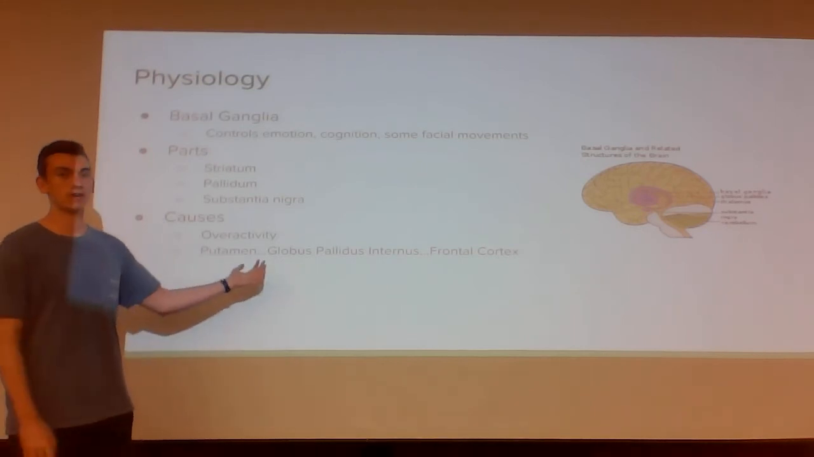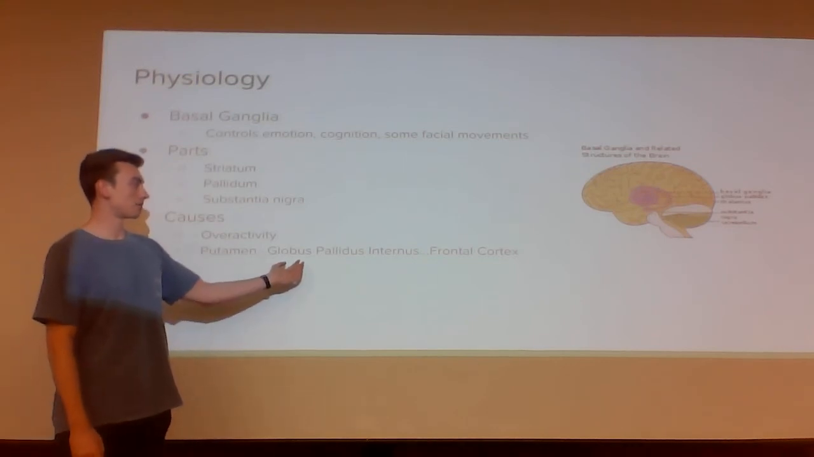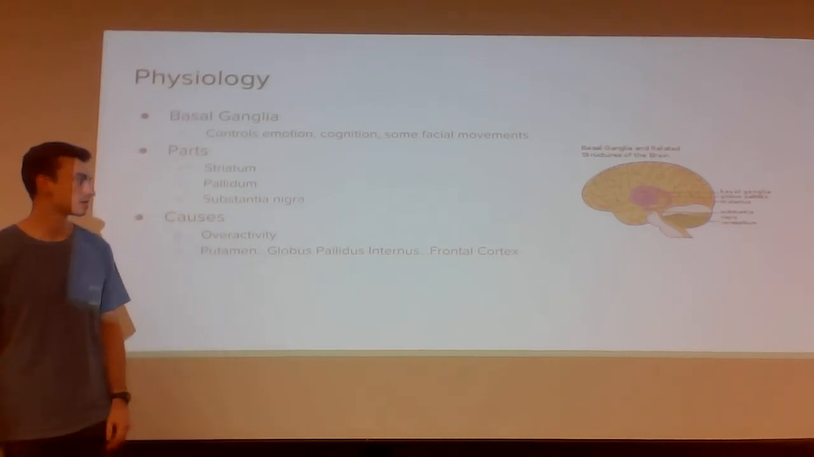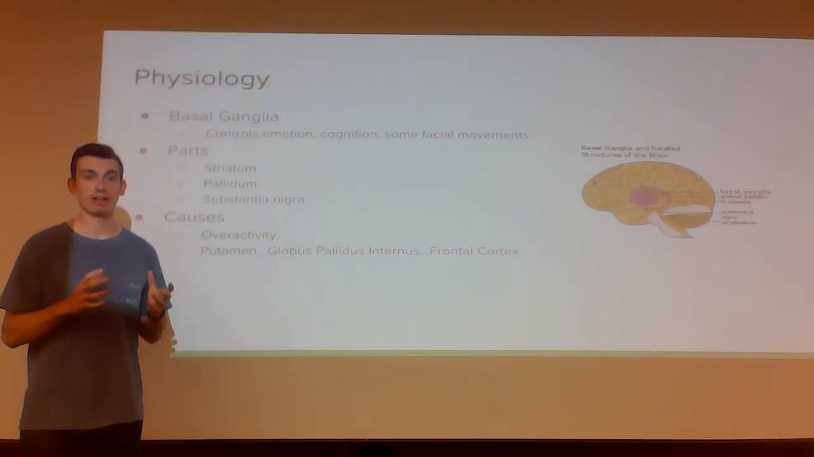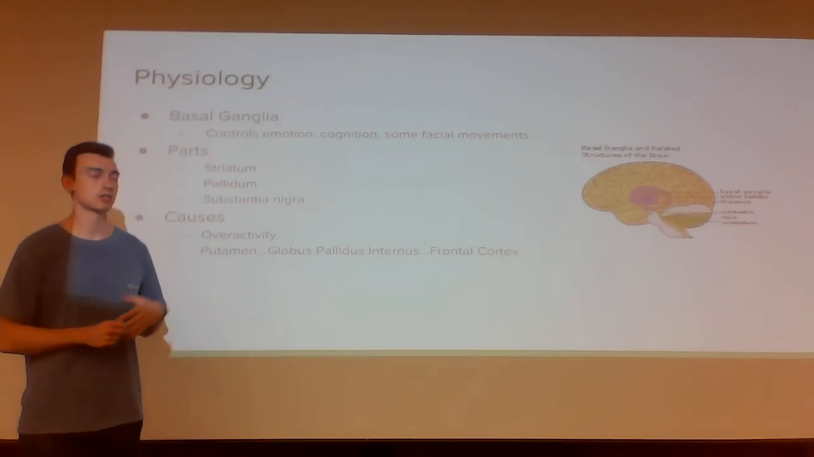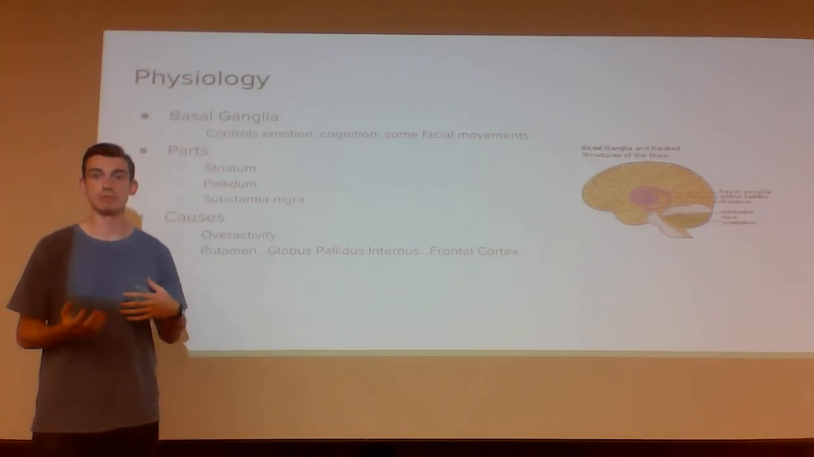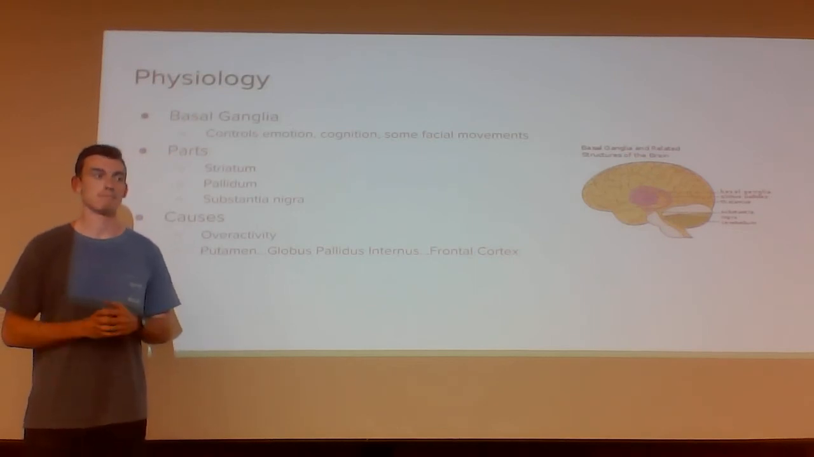The cycle of this overactivity starts in the putamen, which signals down into the globus pallidus internus, which then releases the inhibition on the thalamus, which normally stops the frontal cortex from being stimulated. This lack of inhibition causes the frontal cortex to be more stimulated, which causes more muscle movement.